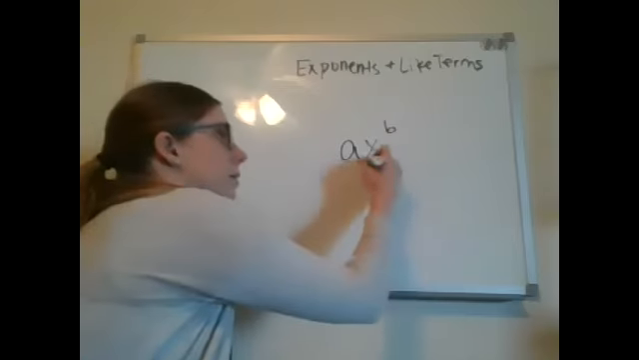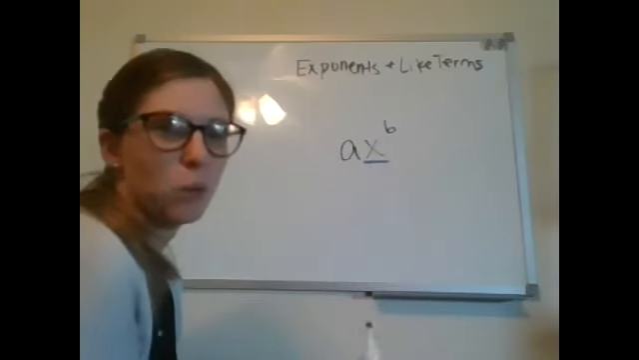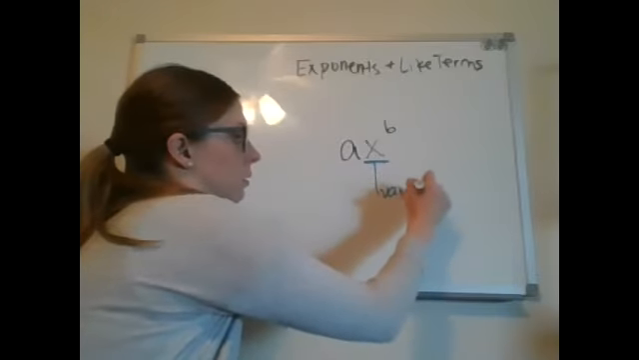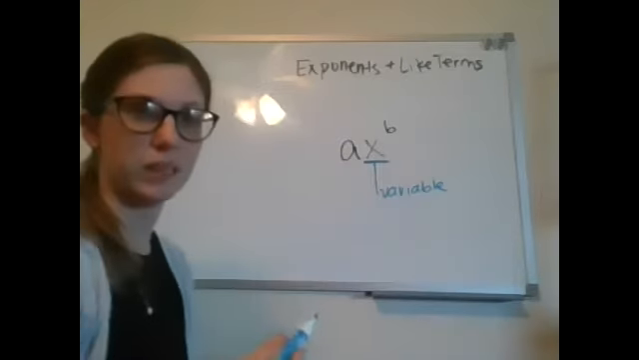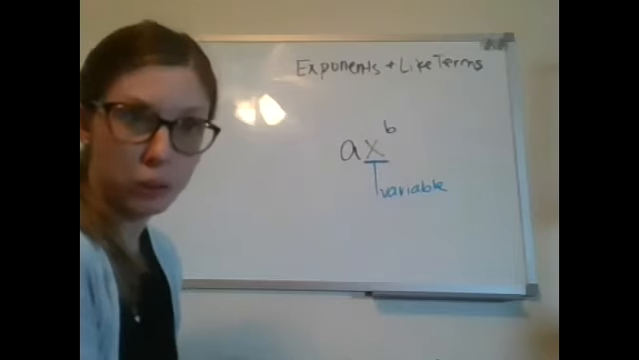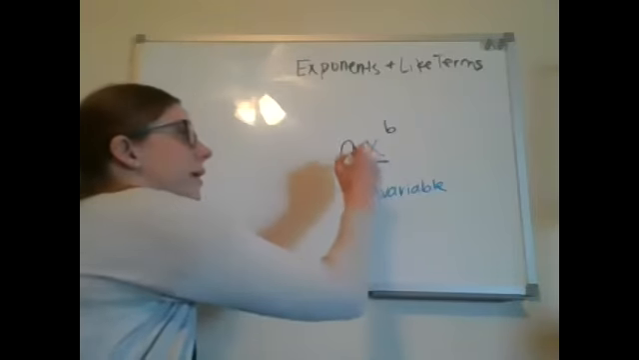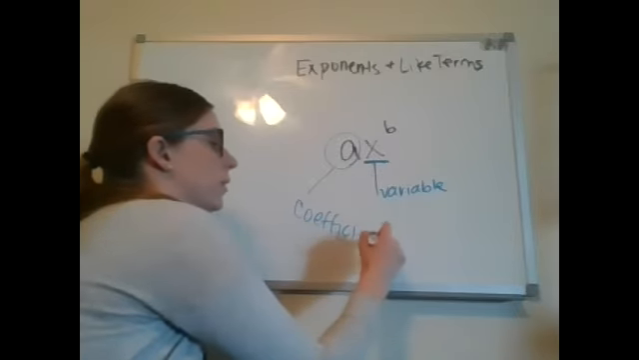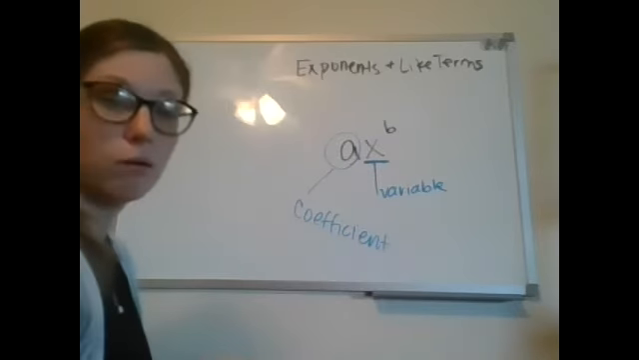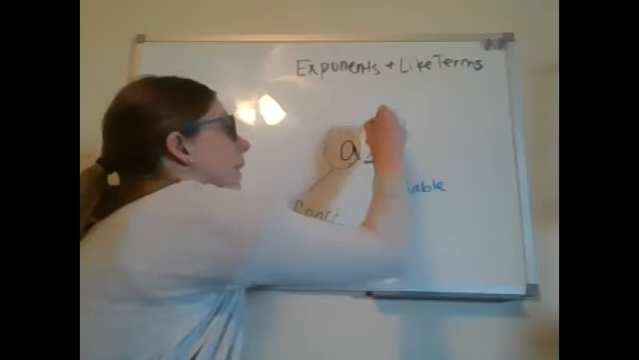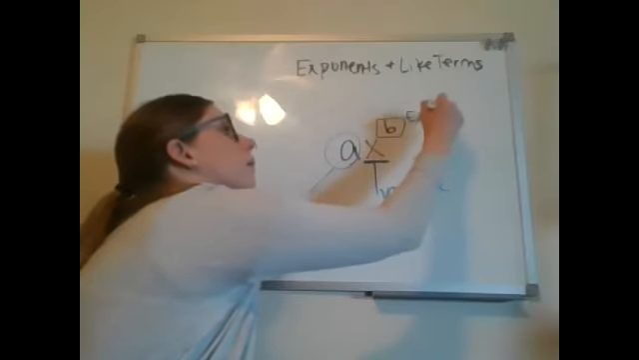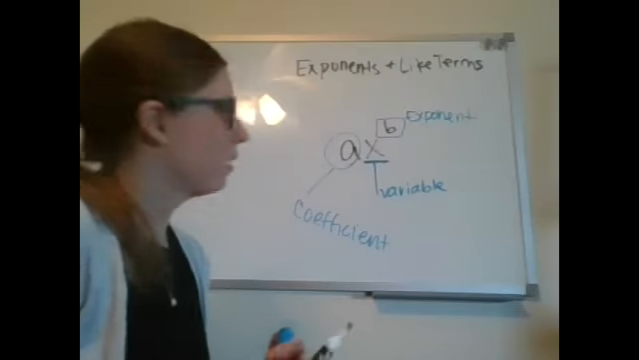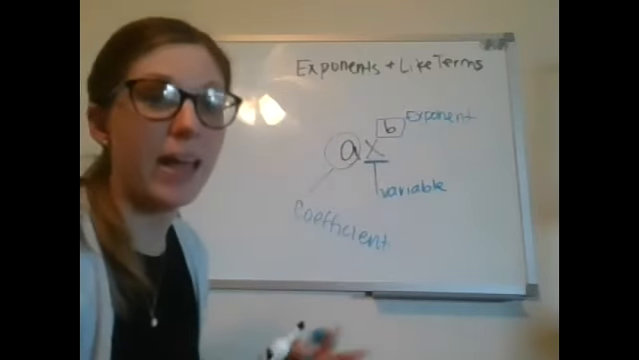So this right here, this x, it'll always be a letter. It might be y. It could be something else. This is your variable. It's something that we would substitute a number in for. This a is our coefficient. Coefficient is always the number in front of a variable. And then we have this little guy up here, b. This is our exponent. The exponent tells us how many times a number or this variable is multiplied by itself.